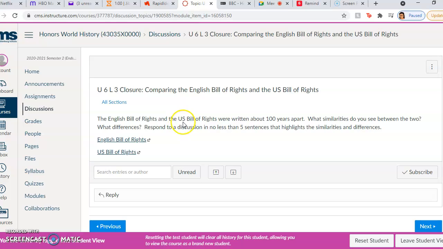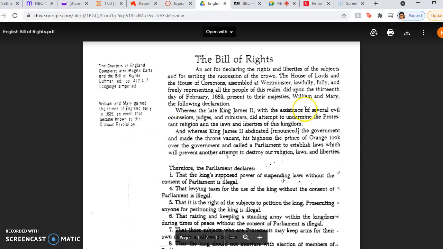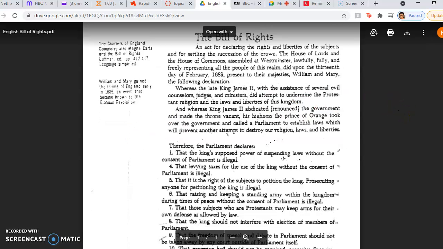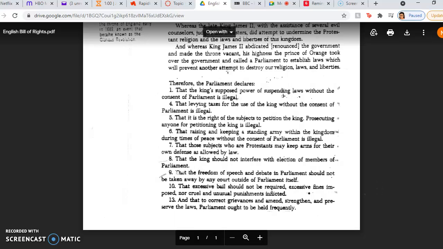Except here, they just want to compare and contrast. It says the English Bill of Rights and the U.S. Bill of Rights were written about 100 years apart. They want you to write the similarities and the differences, and it should be a paragraph, no less than 5 sentences. So we're looking for 5 to 7 sentences. You click on the link to look at the English Bill of Rights, and they're numbered 1 through 13, but notice that they skip a little bit.